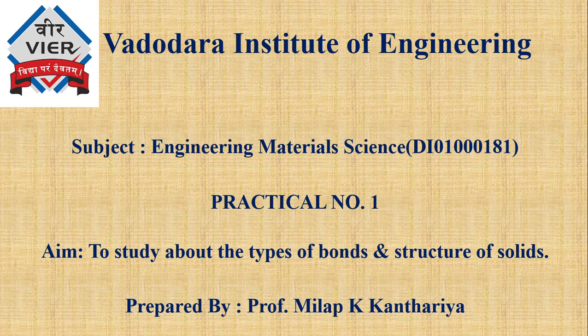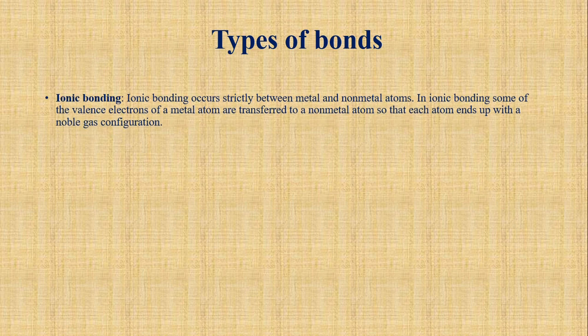Subject: Engineering Material Science. Practical number 1. To study about the types of bonds and structure of solid. First, types of bond. There are ionic bond.